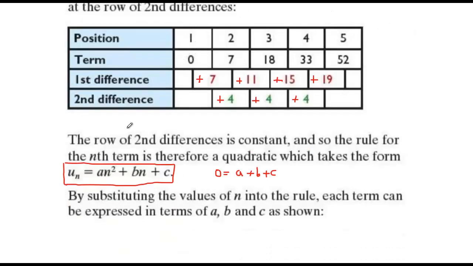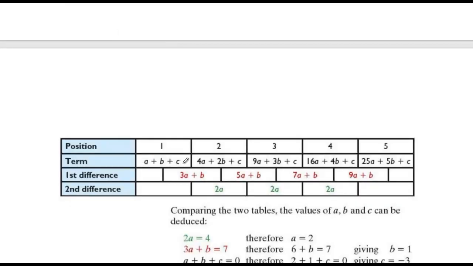So if we put this 1 in n, this will give us the first term, which is 0. So we will write 0 here, and putting 1 in this, it will be a, b into 1 is b, plus c. Therefore, this 0 is basically a plus b plus c from this nth term. So we will write a plus b plus c here in this box, like this.